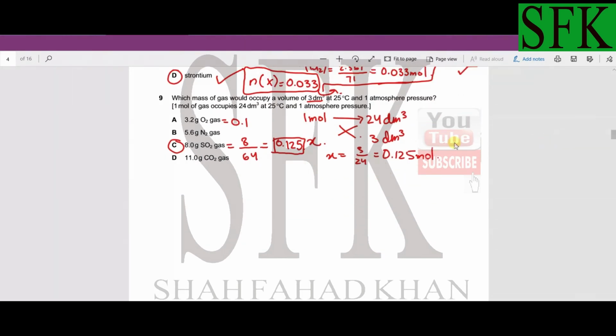Now what about question 9? Alright, question 9 is also pretty simple. Which mass of gas will occupy a volume of 3 dm cube at 25 degrees Celsius, 1 atmospheric pressure? Alright, so now room conditions are given and they've told us that 1 mole of any gas occupies 24 dm cube. So what about 3 dm cube of gas? 3 dm cube would occupy 0.125 moles of the gas.